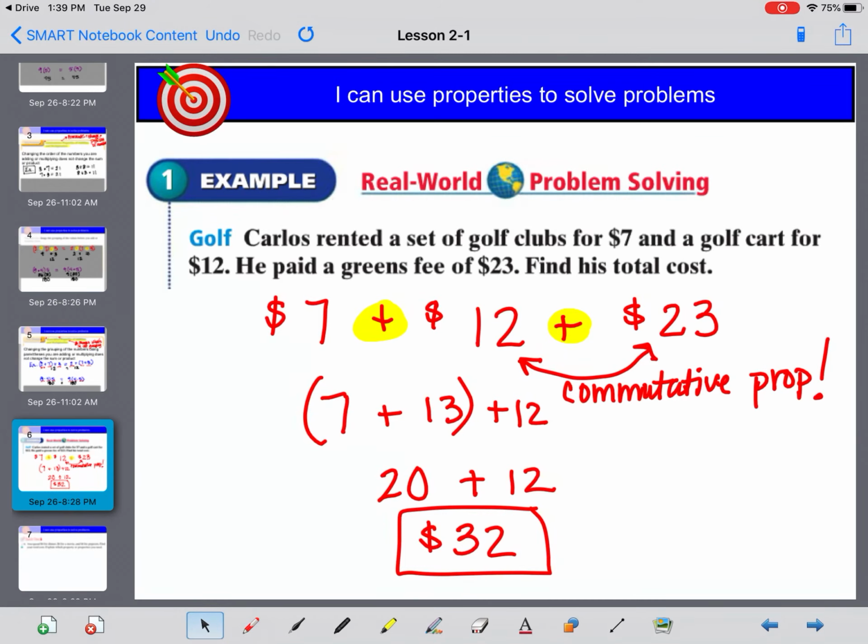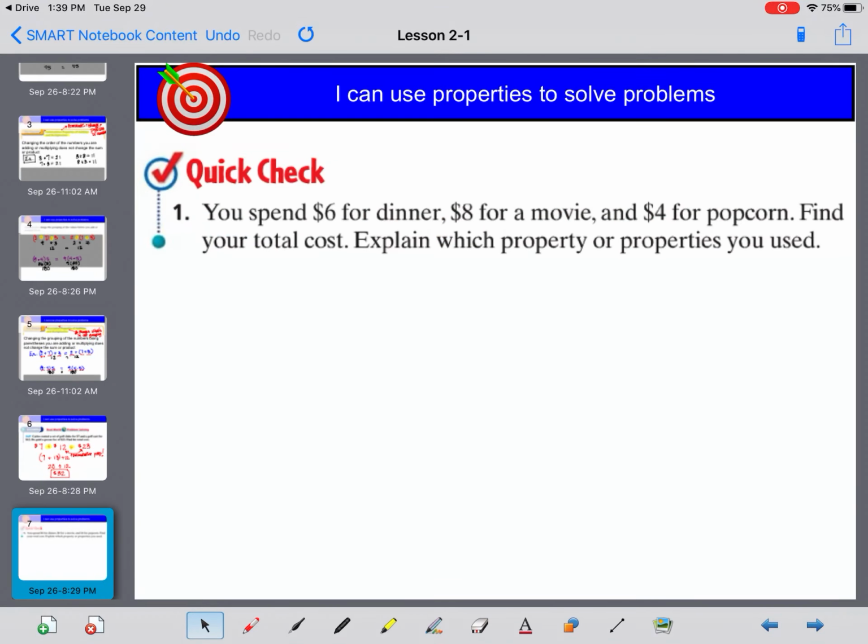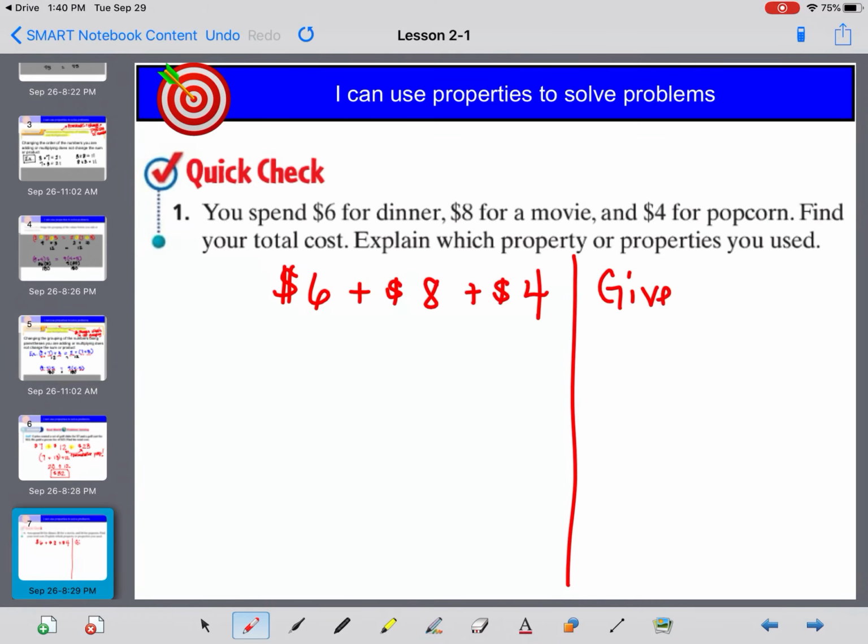Okay, now you try the next one. You spend $6 for dinner, $8 for a movie, and $4 on popcorn. Find your total cost. Explain which property or properties you used. So this is our given problem.